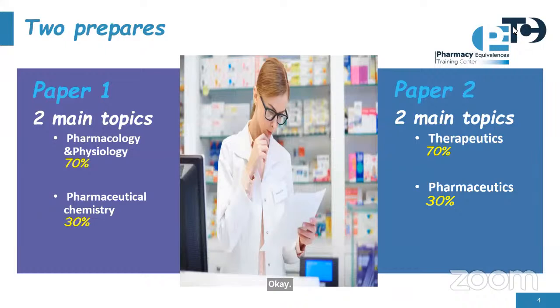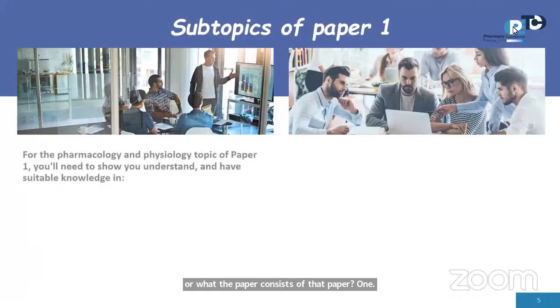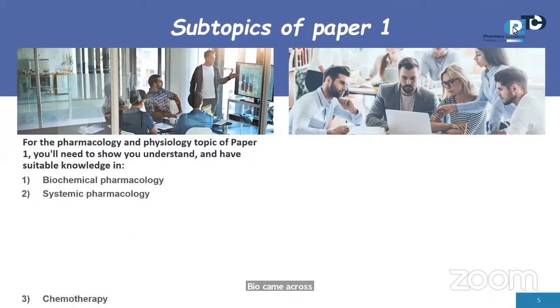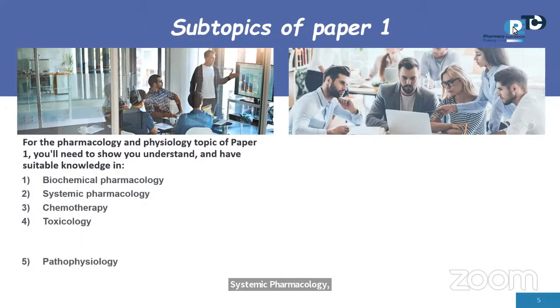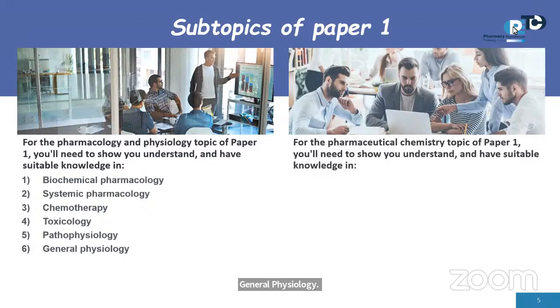Let us see, under each topic, what the paper consists of. The topics regarding paper one: the first one is pharmacology and physiology. You will need to show you understand and have suitable knowledge in the following subtopics: biochemical pharmacology, systemic pharmacology, chemotherapy, toxicology, pathophysiology, and general physiology. Those are the subtopics of pharmacology and physiology, which represent about 70% of the paper.